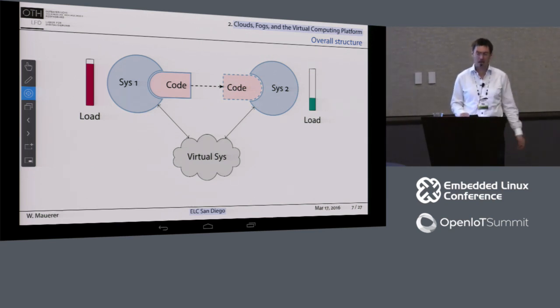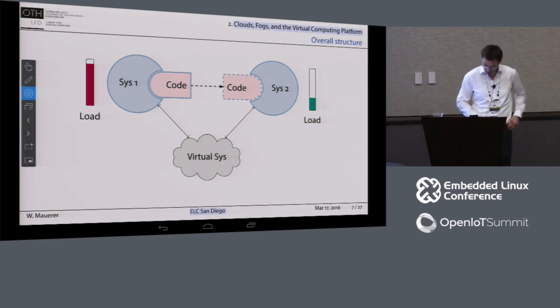And we want to do this transparently, so we want the combination of these two systems to act like one single big virtual system. In an ideal case, we'd even want the programmer to not notice this. That's, I guess, not something that we can achieve very easily, but it should at least not be visible to the end user.